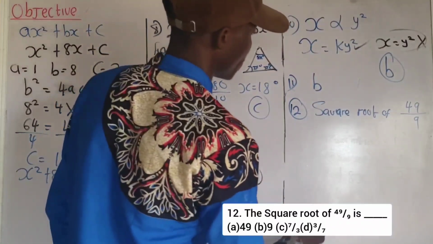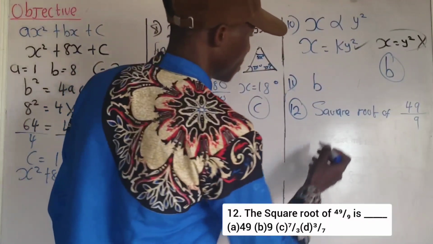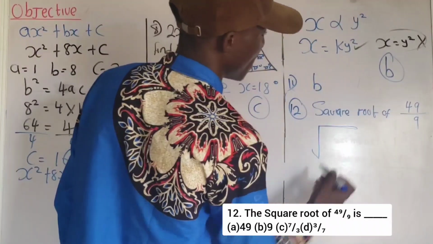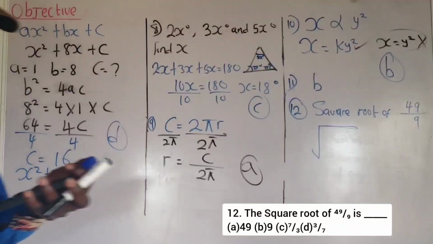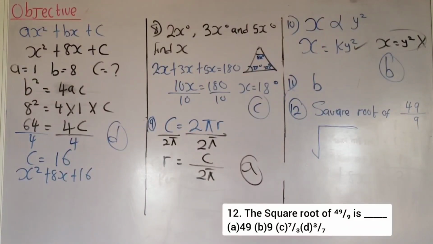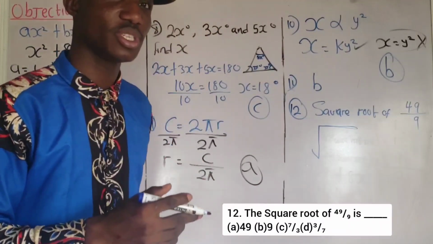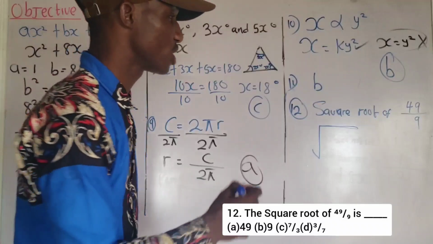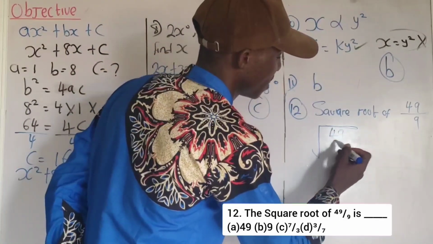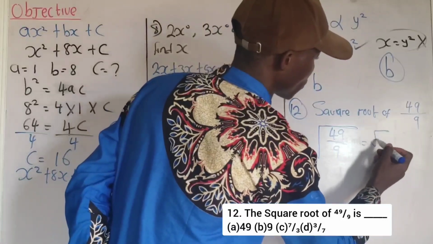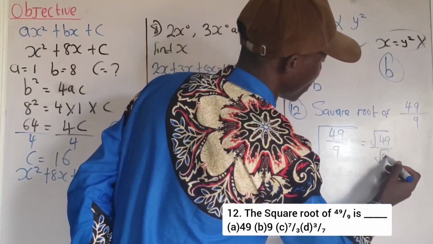Okay, let's go. Please pay attention. The meaning of square root is what? This is the sign. If you want to solve this question, since you know that 49 over 9 cannot be reduced without having a decimal, just place it inside. You're going to have 49 all over 9. Now, the square root of 49 is what? Square root of 49 all over square root of 9.